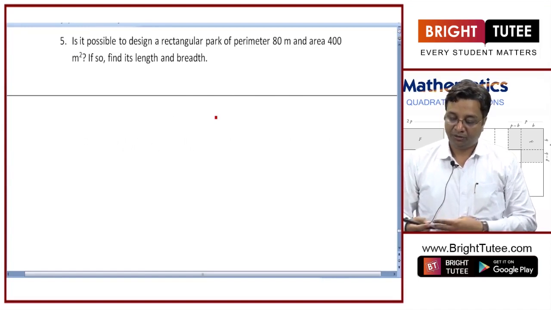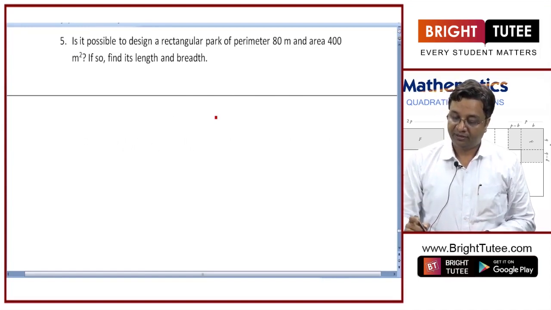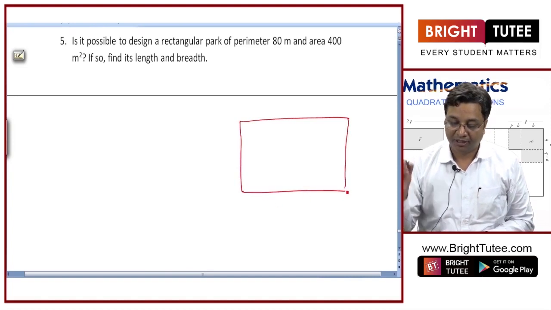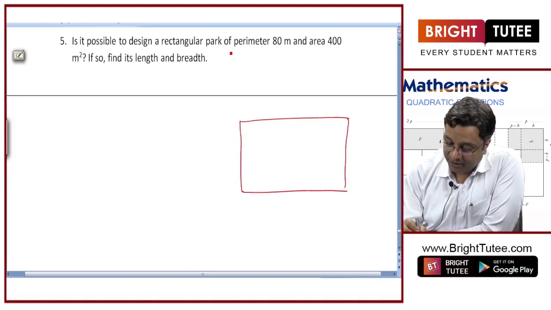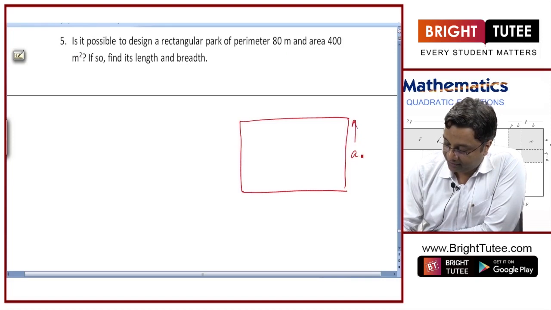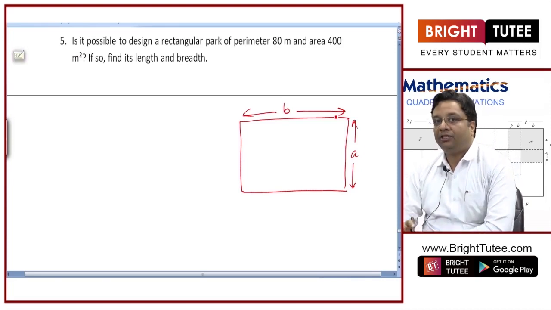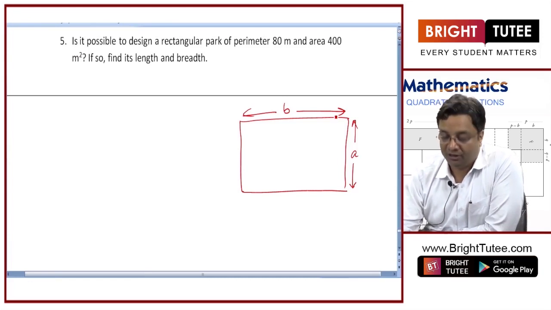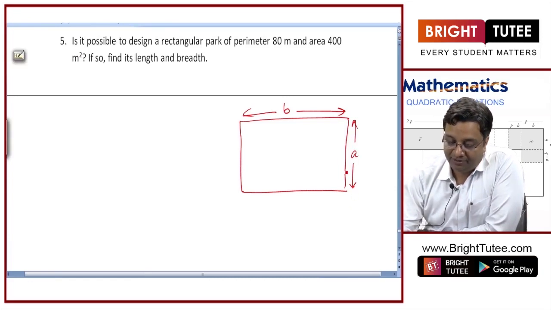Again the same kind of question, is it possible to design a rectangular park of perimeter 80 meter and area 400 meter square? So there is a rectangular park, we need to see whether we can design such a park or not, where the perimeter is 80 meters. Let us take this breadth as a meters and length as b meters. Always take care of the units which are provided in the question. So in the answer you should not forget to write the units. So let's consider the breadth as a meter and length as b meter, and let's try to design such a park.